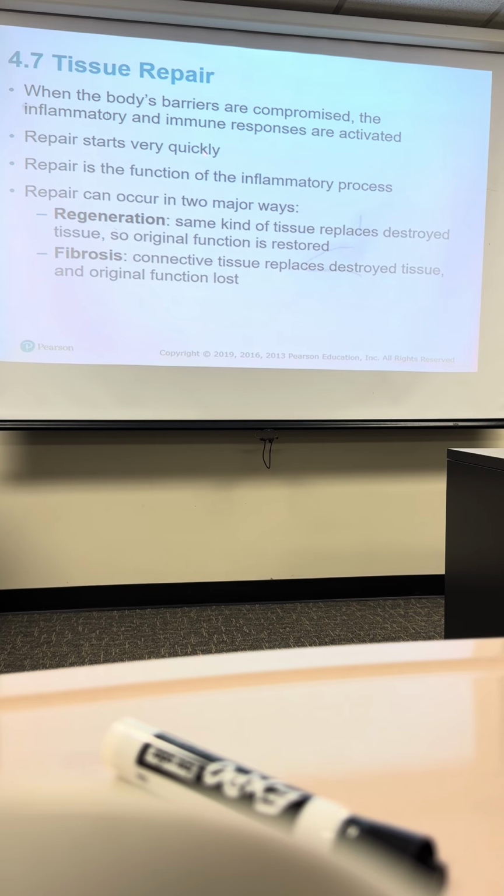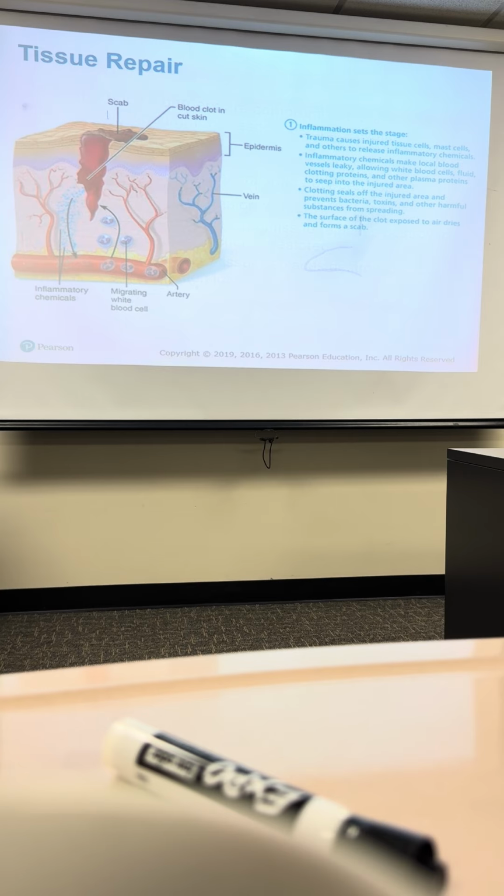Okay. So when the body's barriers are compromised, the inflammatory and the immune response are activated, and repair starts very quickly. Repair is the function of the inflammatory process. Repair can occur in two major ways: one is regeneration, another one is fibrosis. When we say regeneration, what do we mean? You are replacing the cell with the same cell. But when we say fibrosis, you are replacing that cell with connective tissue. That is called fibrosis.